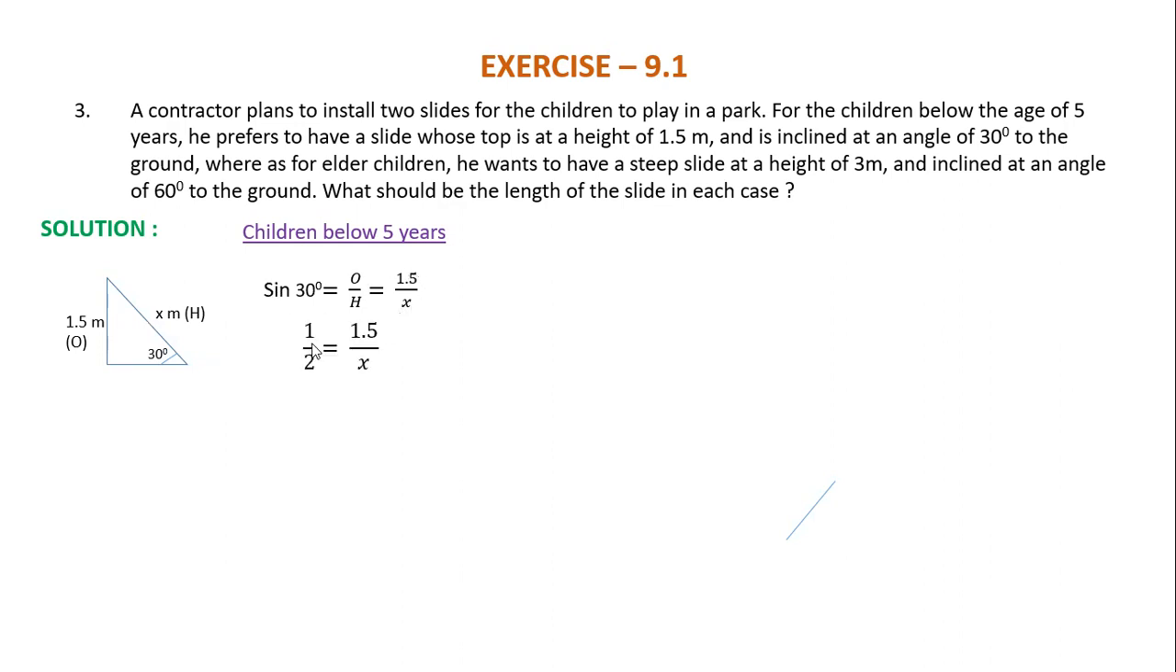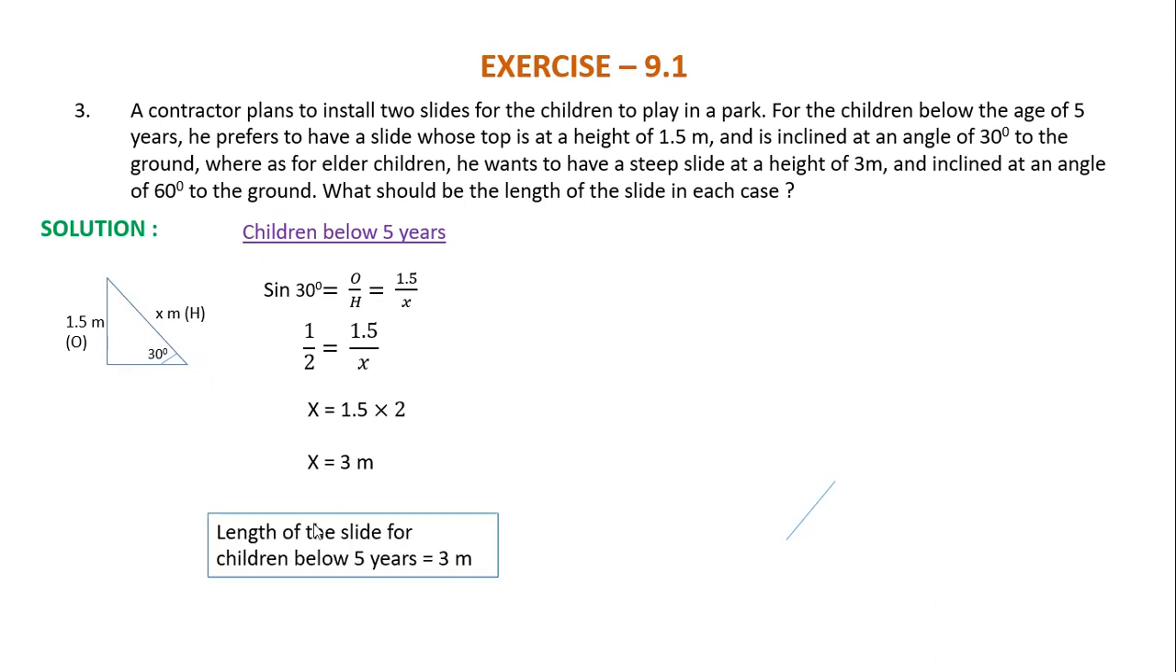What is sine 30? 1 by 2 is equal to 1.5 upon x. X is equal to 1.5 into 2. That is x is 3 meters. So this slope should be 3 meters, and it is making 30 degrees angle with the horizontal. This is for children below 5 years. So the length of the slide for children below 5 years is 3 meters.